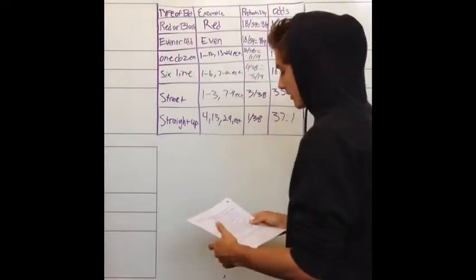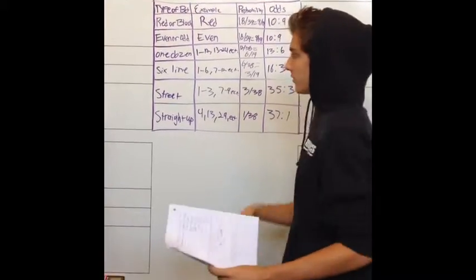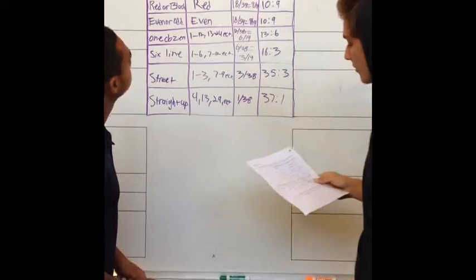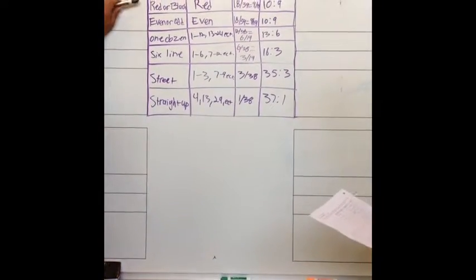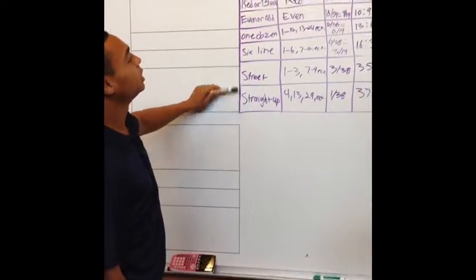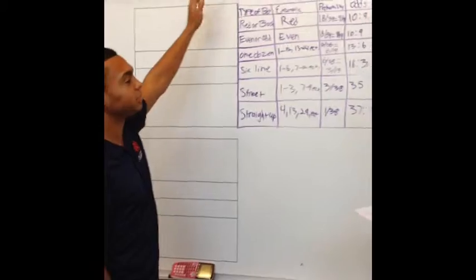And a roulette wheel, and this is a roulette wheel with numbers 1 through 36 plus a 0 and a double 0. And this is the table we came up with. So the type of bet, if it's red or black, even or odd, a dozen, six line, or straight up, there are different probabilities, different odds, and different payouts.